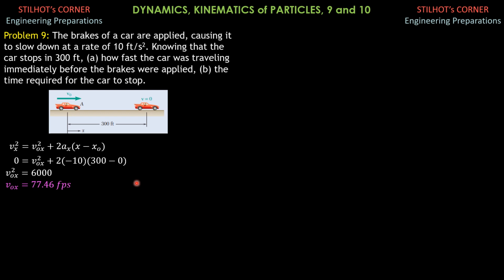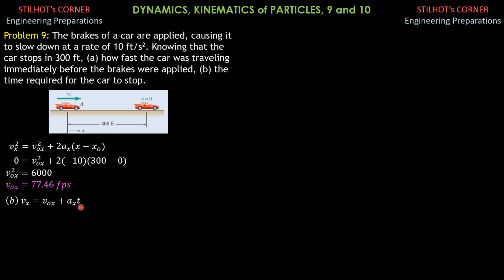Then letter B, the time required for the car to stop. So we use another formula with constant acceleration, Vx, the final velocity, equals Vox plus acceleration sub x times t. We have that formula derived for constant acceleration. Vx equals Vox plus ax times time. So Vx again is 0, Vox is 77.46 feet per second, ax is negative 10, then we can solve for time.